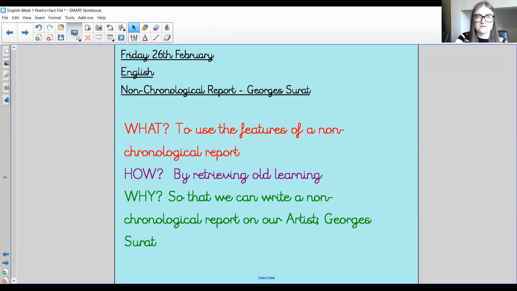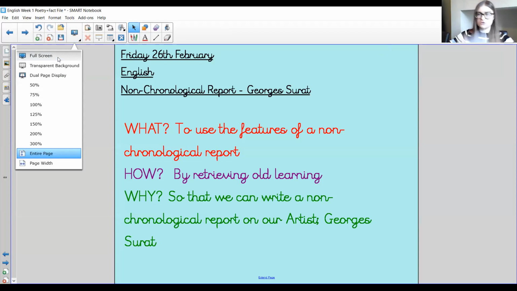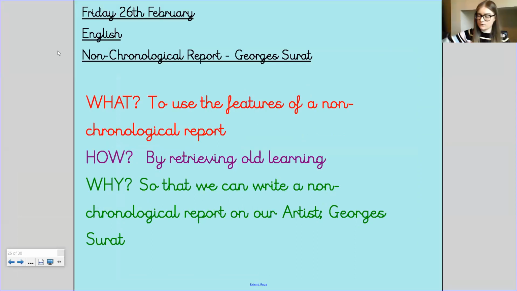I have just done the same on my sheet as well. Okay, oh, I've not underlined mine. You need to underline it. You underline it and I'll underline it with my ruler.